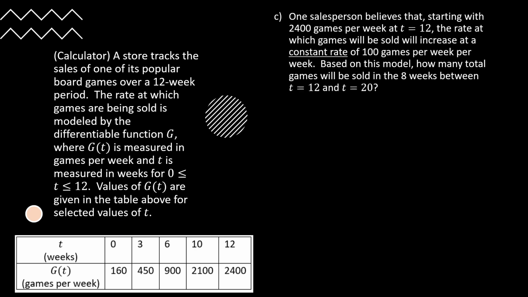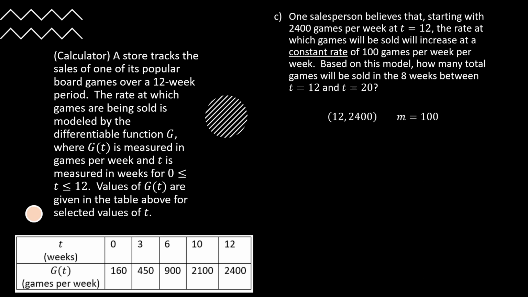Part C says that one salesperson believes that, starting with 2,400 games per week at t equals 12, the rate at which the games will be sold will increase at a constant rate. When I read the words constant rate, I automatically think linear, because linear functions move at a constant rate. And that constant rate, they believe, is 100 games per week. Based on this model, how many games will be sold in the 8 weeks from 12 to 20? Again, I read the word constant, and I know that's linear.